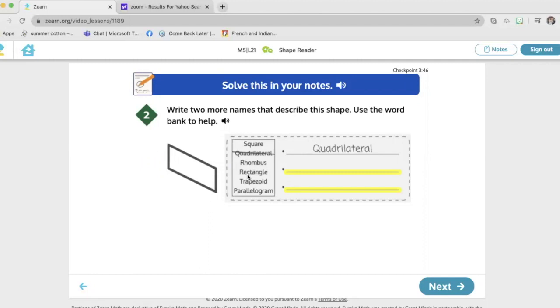A rectangle has to have 90-degree angles, okay? So we don't see 90-degree angles here. A trapezoid has to have one set of parallel sides. Well, it's got at least one set, so we could put trapezoid. And then parallelogram has two sets of parallel sides, one set and two sets. So on the lines, you would put trapezoid and parallelogram.